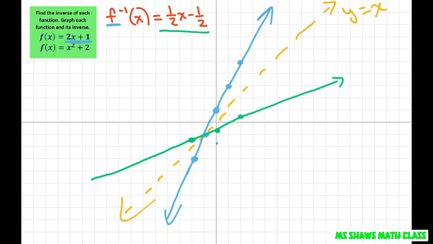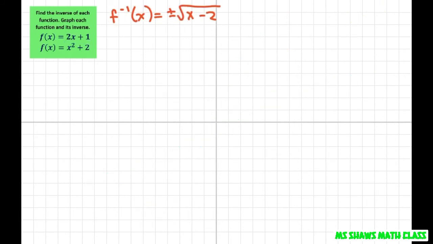And there's the inverse. So this is f inverse, and this was f. And as you can see, they do reflect over the y equals x. Because if this was on a piece of paper and you folded it on this line, the lines would match up. All right, let's do this one.